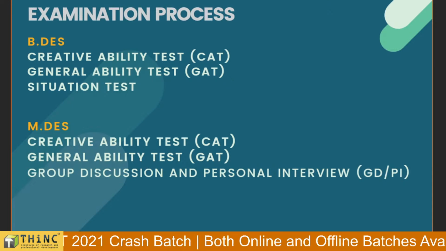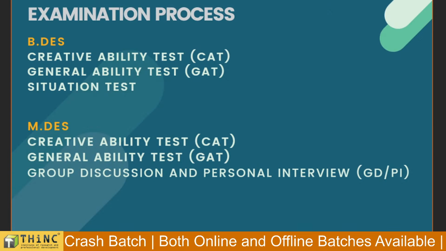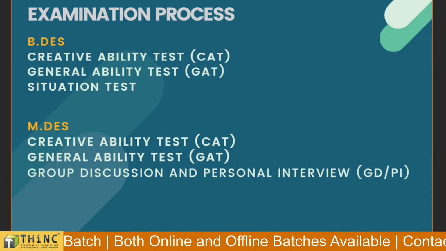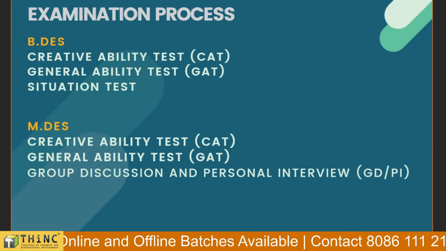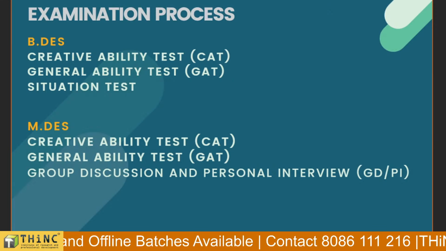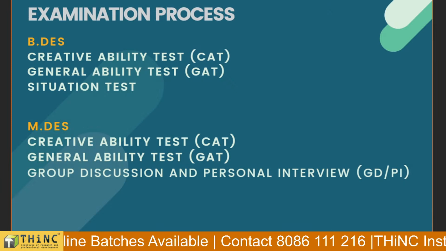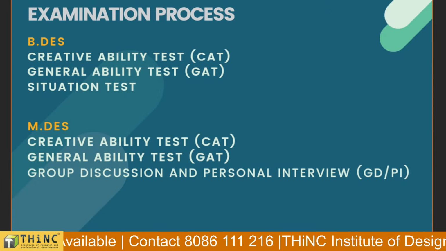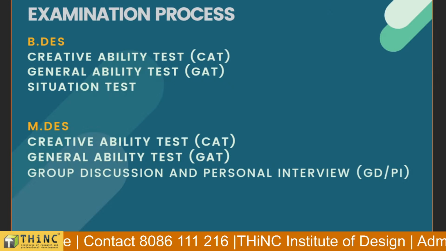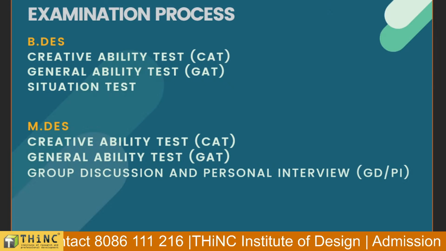So in order to qualify to apply for the B design program in NIFT, you have to qualify both the CAT and GAT examination, and after that you have to face the situation test, and you have to qualify the situation test also. Based on that, they will give the ranking. According to that ranking, you will be eligible to apply for NIFT.